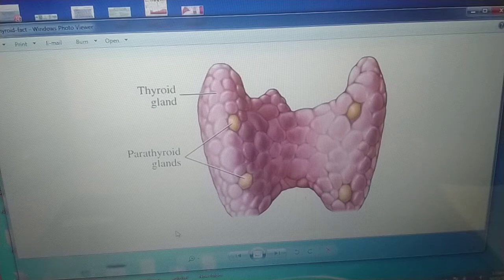Now, the chief cells of the parathyroid gland secrete a hormone called parathyroid hormone, or PTH. It is also known as parathormone, or another name of parathyroid hormone is Collip's hormone, after the name of its discoverer. So the hormone was discovered by Collip and after him the name is given Collip's hormone. These hormones regulate the calcium and phosphate balance between the blood and other tissue.